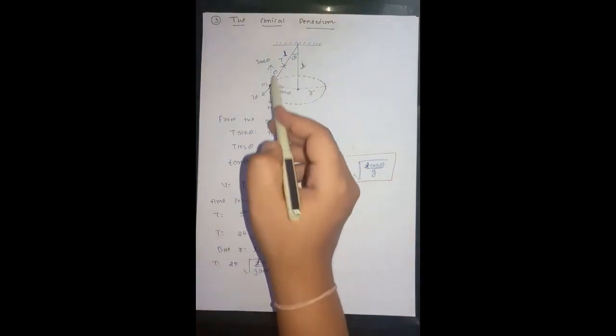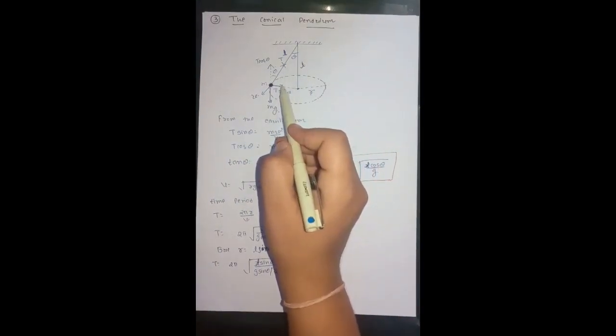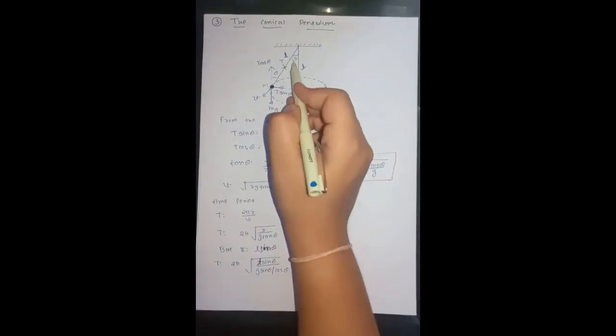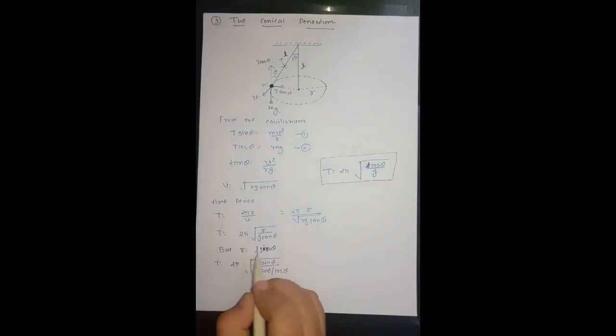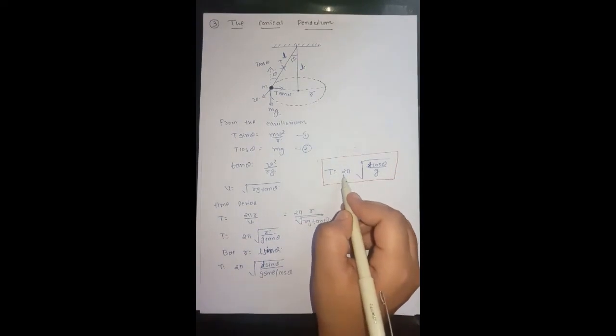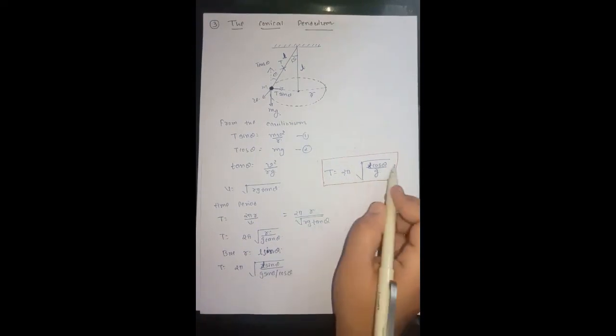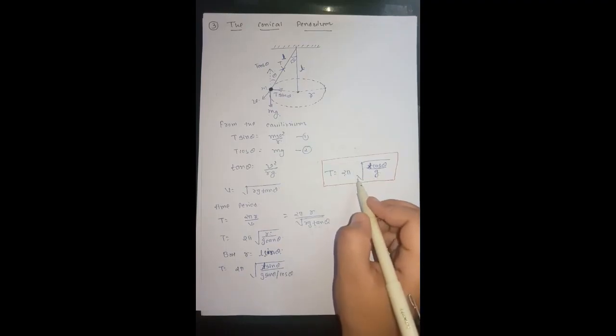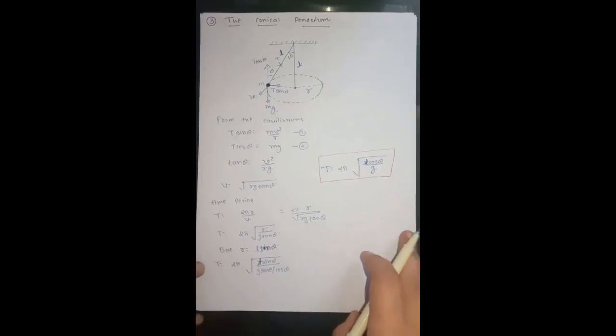But from this we can write that r is equal to, this is the length of the string and this is the radius, this angle is theta. So we can write r is equal to L sin theta. So putting r is equal to L sin theta and g tan theta is equal to g sin theta upon cos theta, this sin theta will get cancelled out. So we will get time period is equal to 2 pi under root L cos theta by g. This is the time period of the conical pendulum.